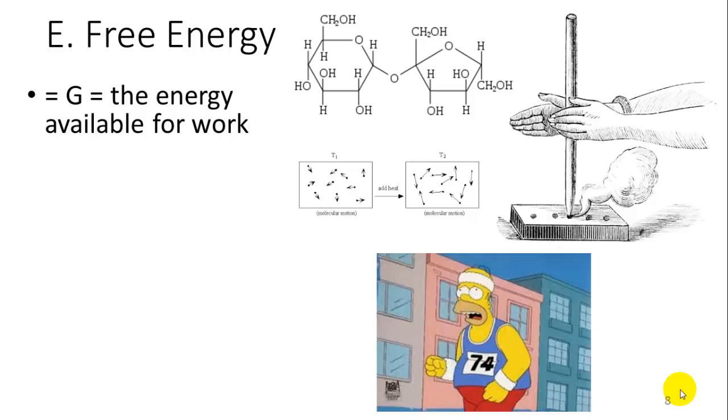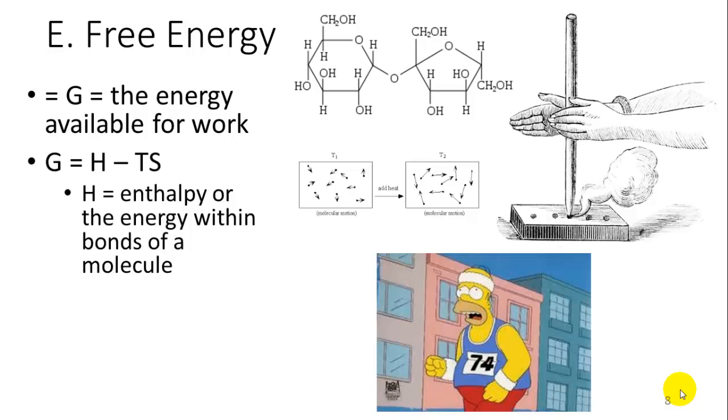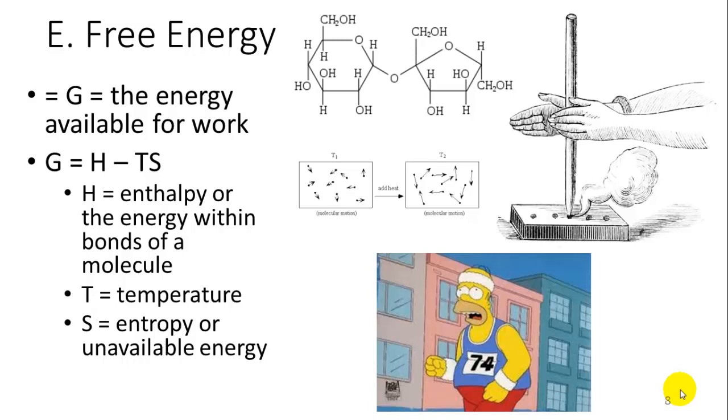So if you remember, in every conversion you lose some to heat, well, then free energy is the amount that's actually available. So it equals H minus TS. H is enthalpy, or the energy within the bonds of a molecule. So this is the potential energy, the full potential energy available. But when we use it, some of it is lost as entropy, and that depends on at what temperature it is being used. So temperature times entropy subtracted from enthalpy equals our free energy.